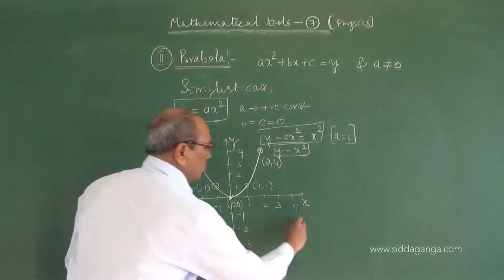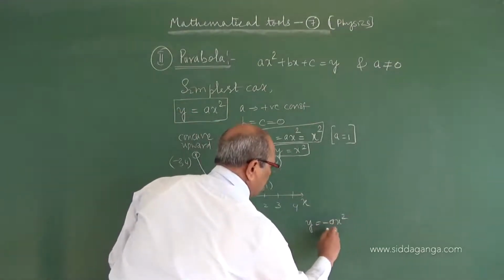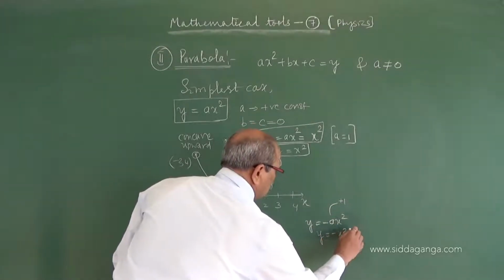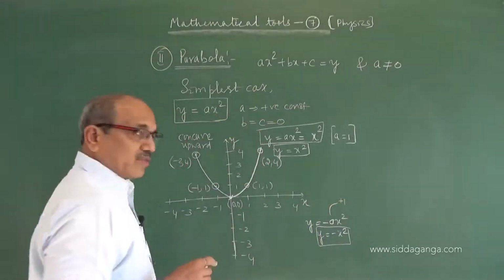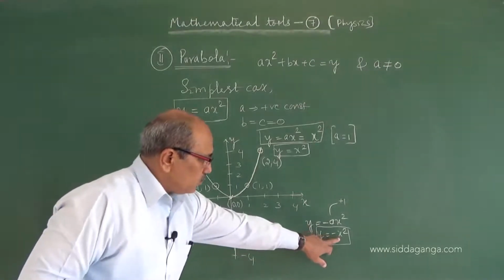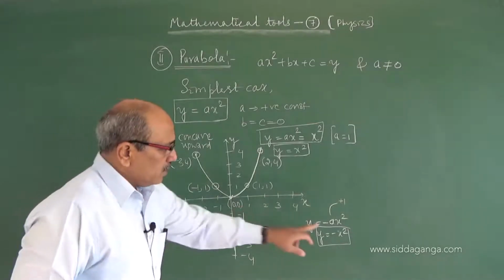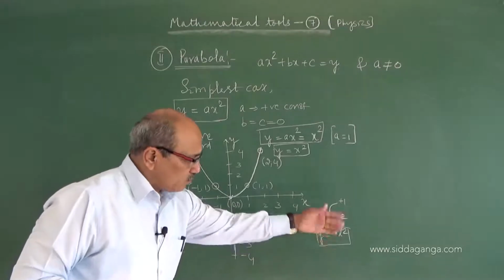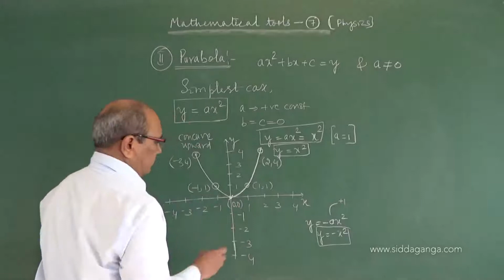Now think of another equation, y equals minus ax squared. If a is 1, again plus 1. If I plot the graph y equals minus x squared, take a similar case in the same graph. For 0, 0, the first point is again obtained at the origin. If you put plus 1, it gives minus 1, because plus 1 squared is 1 but with the minus, we get 1 and minus 1.